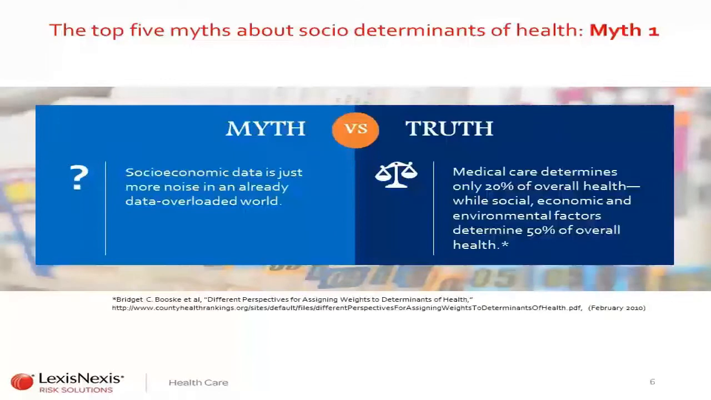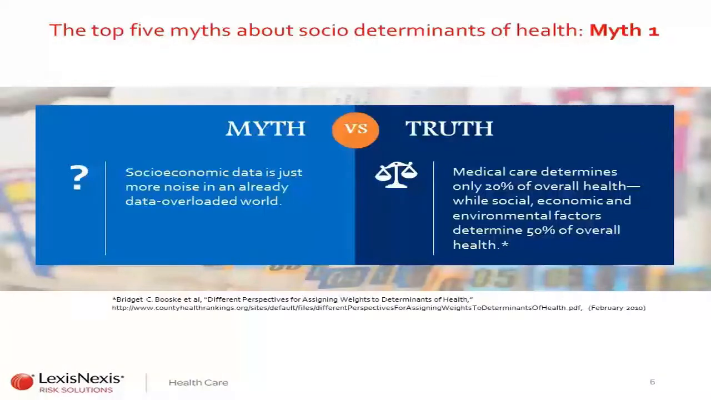You've probably seen studies that show that medical care determines only about 20% of overall health, while social, economic, and environmental factors determine 50% of overall health. This means to effectively achieve better health outcomes for members, payers really can't afford to ignore 50% of what determines their members' overall health. In addition to being very valuable data, the socioeconomic data can actually make member risk assessment more efficient and less time-consuming.